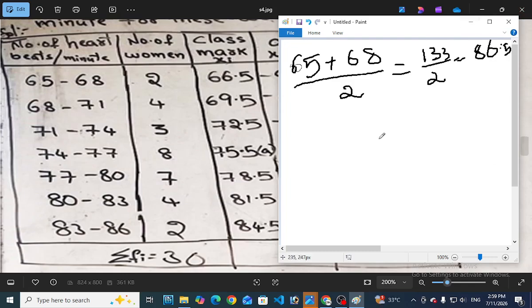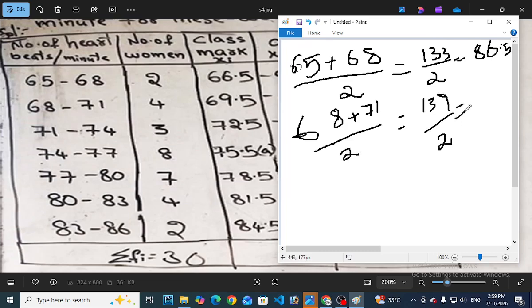Then the second class, 68 and 71, I'm sorry, 68 and 71 by 2, that is equals to 139 by 2, which is equals to 69.5. We make the calculation, we get the value 69.5. The 69.5 is the midpoint of the 68 and 71 class interval. So 69.5 we are writing as the class mark.